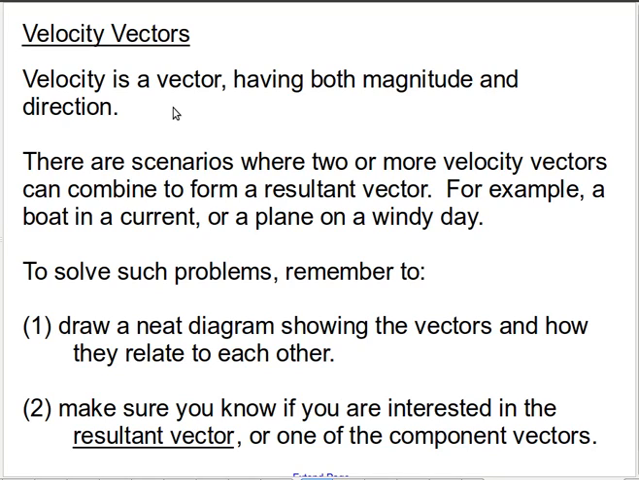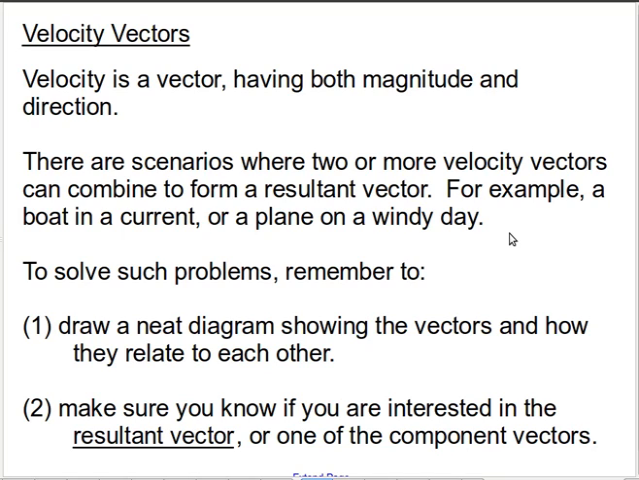In the case of velocity vectors, this isn't always appropriate, but there are a number of scenarios where it is appropriate. A couple of simple examples to relate to would be, for example, a boat in a current. If a boat is in a river, there's the velocity that the boat itself can generate, and there's also the velocity of the water in the river. A plane flying on a windy day, there's the velocity that the plane itself can generate, but there's also the velocity of the wind. In those different situations, the velocities will combine to give you a resultant velocity.